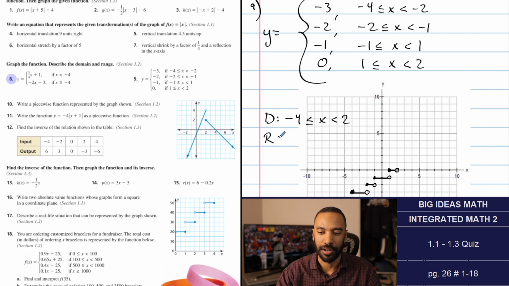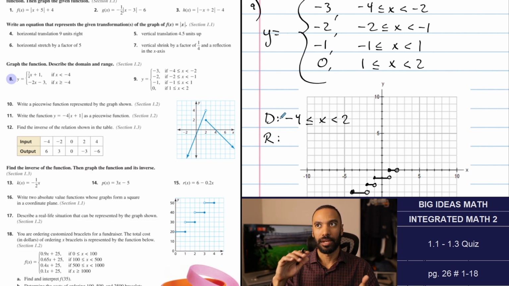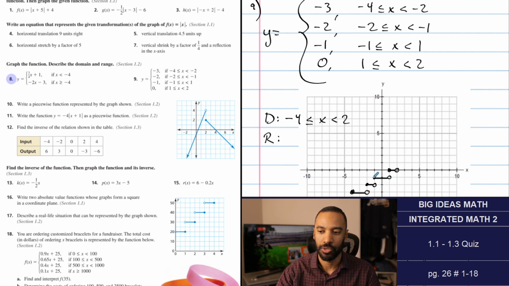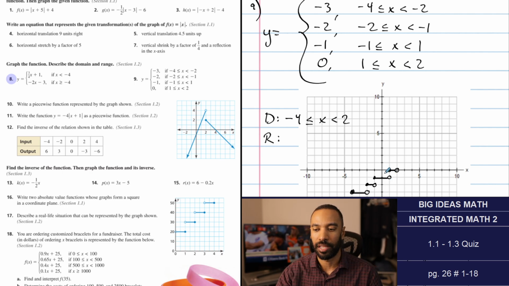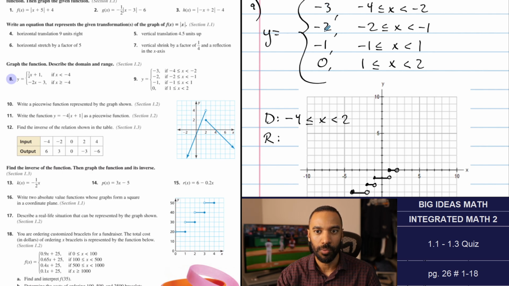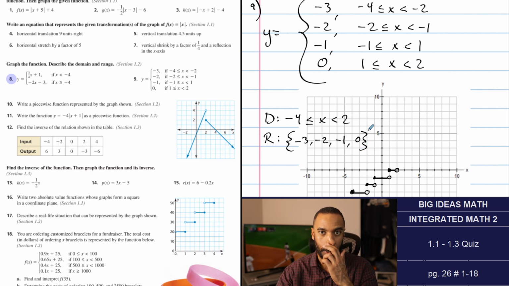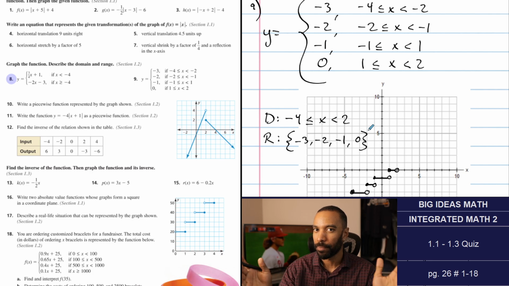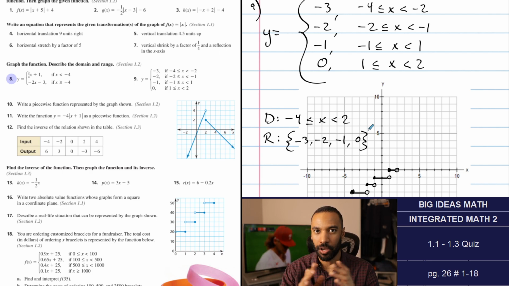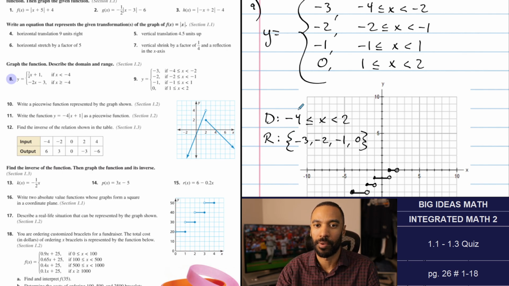This range is a little bit trickier. It is not an inequality of any sort because we don't hit every value. See, we hit negative 3, negative 2, negative 1, and 0. We don't hit anything in between them. We don't hit negative 2.5 or negative 0.7 or anything like that. We only hit those numbers. These numbers literally are the only y values that are ever touched. Nothing in between. And that's how we write it. It's actually a set: negative 3, negative 2, negative 1, and 0. It's a discrete set of only those numbers. We can't say between negative 3 and 0 because that would imply that we are also hitting all the decimals in between, and we're not. But that is the domain and range of number 9.